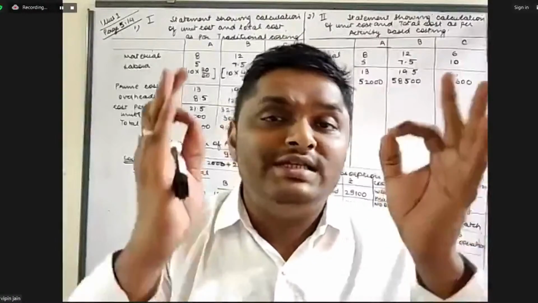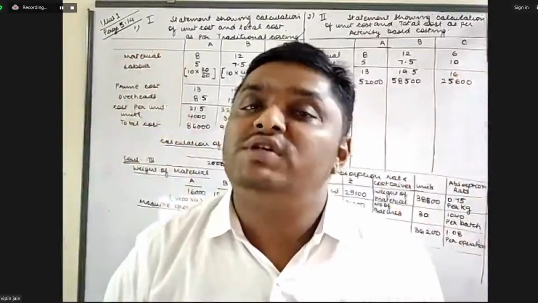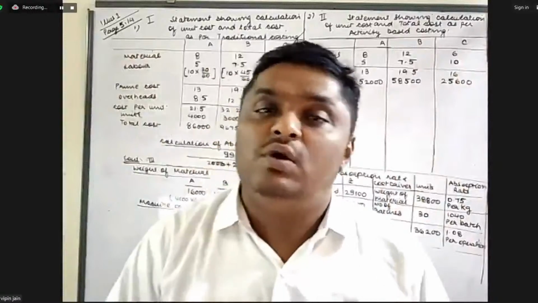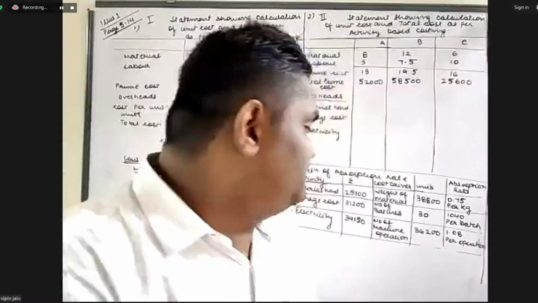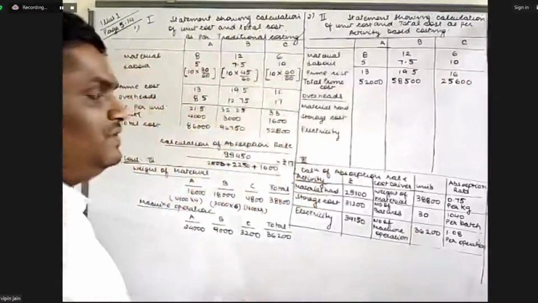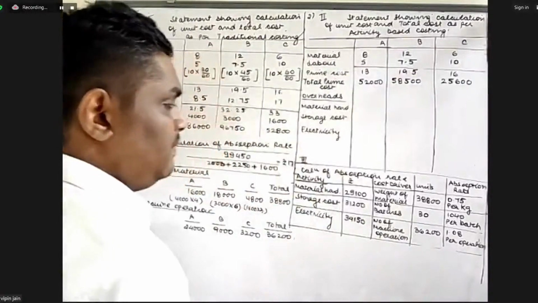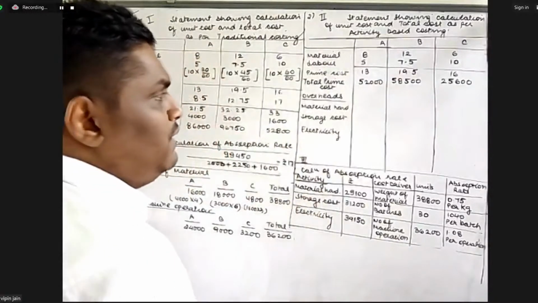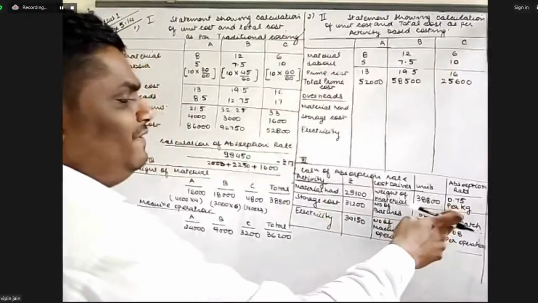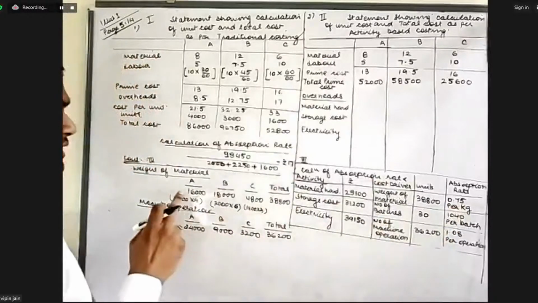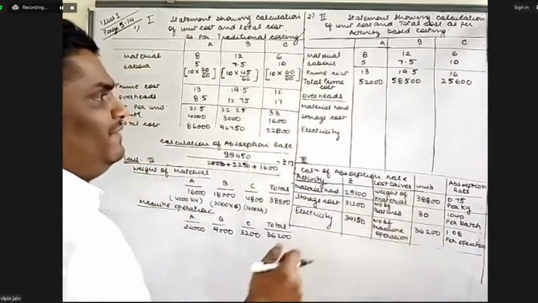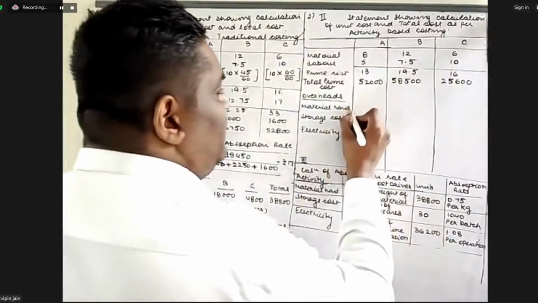So very important, guys, read each and every word of the question carefully and then start solving the question. So herein, we have got the absorption rate, so we can easily calculate the total overheads. So when talking about the material handling cost, it is 0.75 per kg. So 16,000 into 0.75. So this will be the material handling cost.